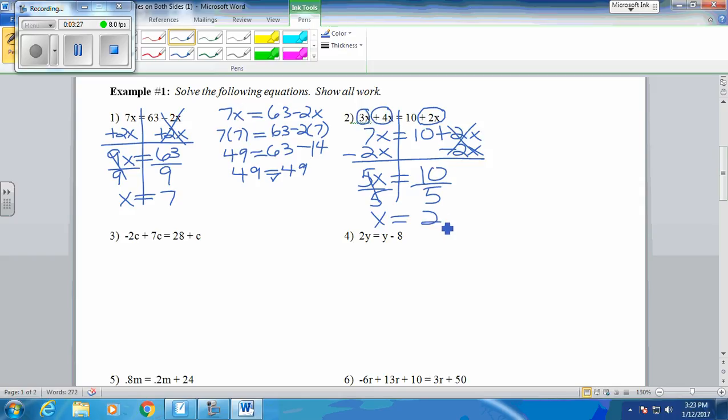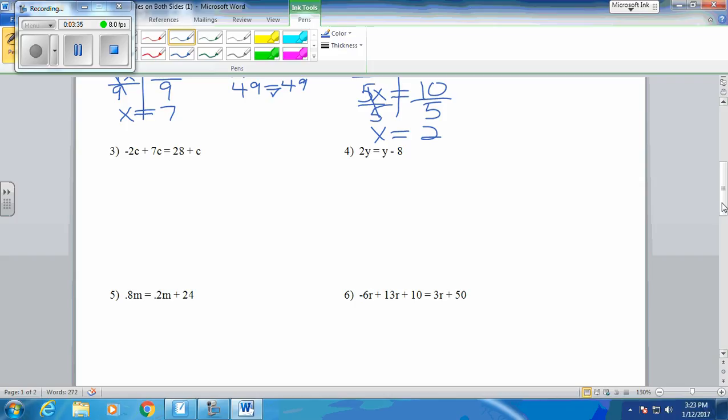Okay? I'm going to do one more with you, and then I'm going to have you guys do the next 3 on your own. So number 3, again, I've got negative 2c and a positive c together on the left side. So I'm going to combine those together first, exactly as it tells me to. So I will have negative 2c plus 7c to give me 5c. Then I have 5c equals 28 plus c.